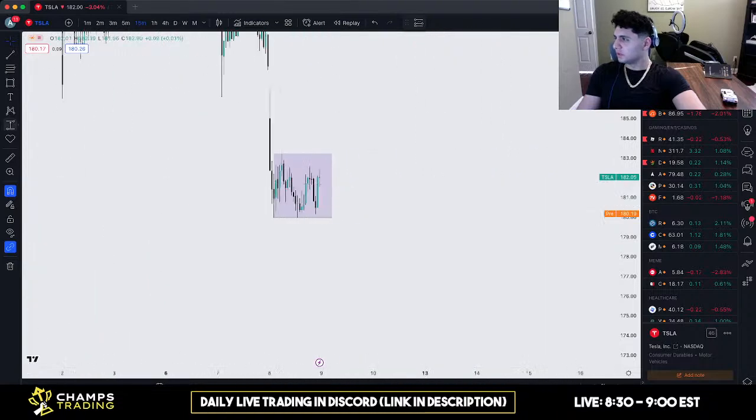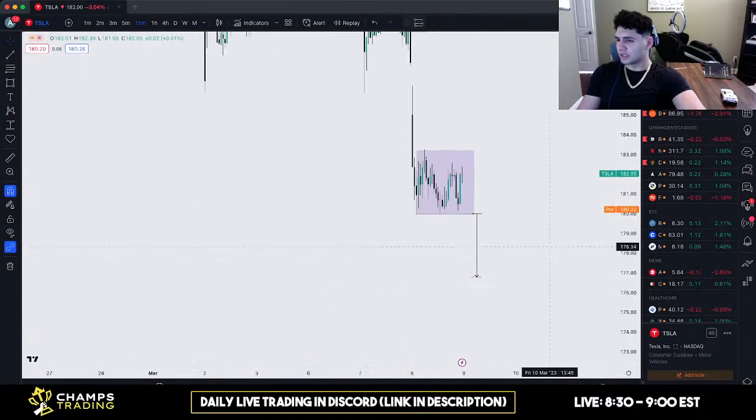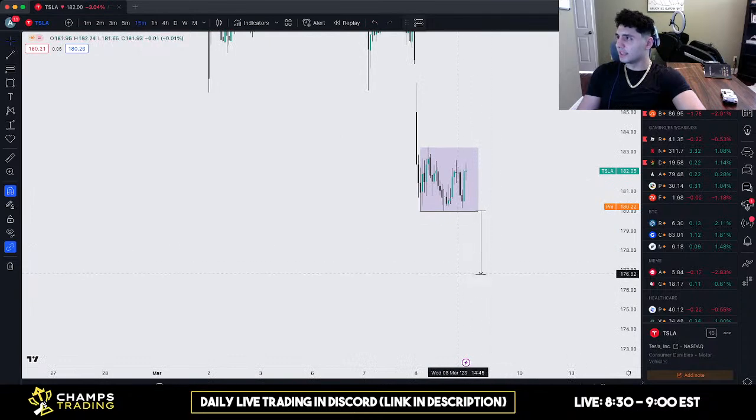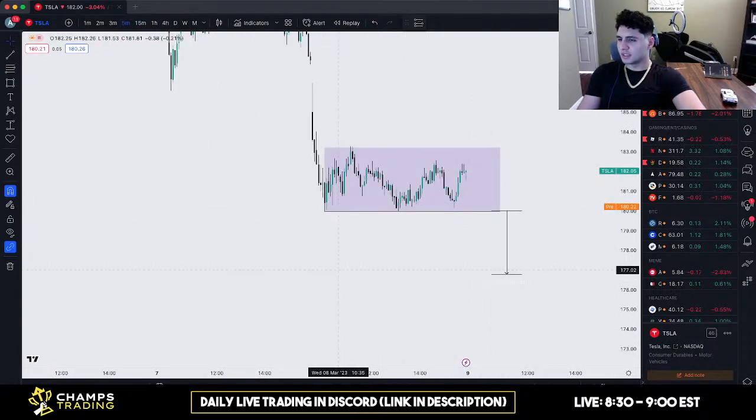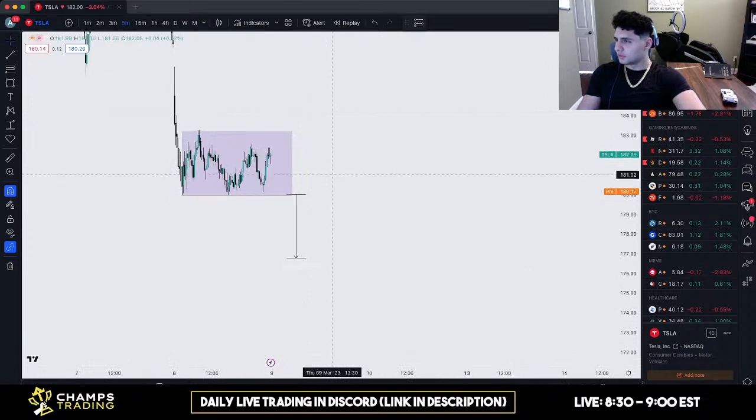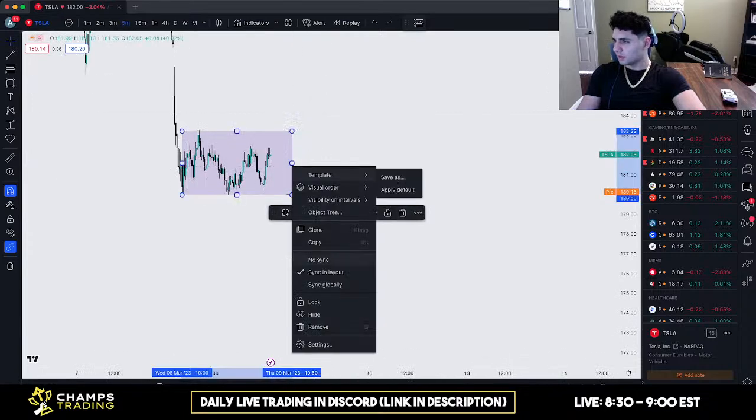So what I like to do to set targets is I look at the range of this consolidation, and I like to make that my target. So I think if you break 180, we can see like 178, 176, 177 area. The 176, 177 area would make the most sense. So you could clone this.